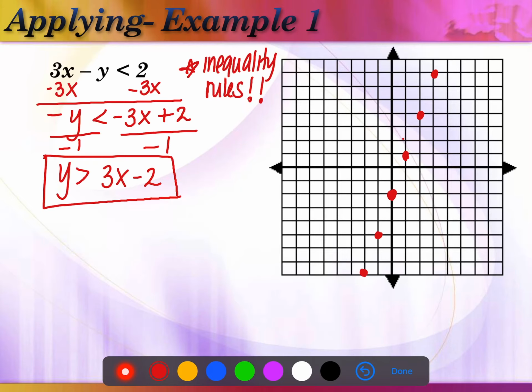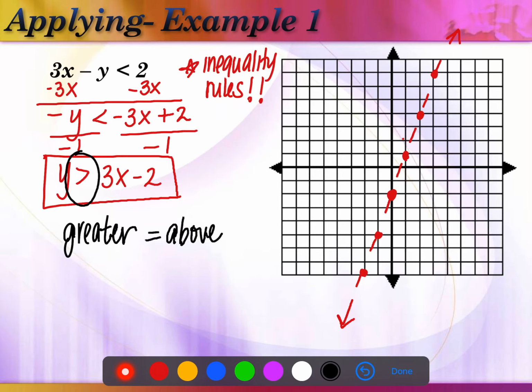Before you get your ruler to connect these points, you need to ask yourself, is it a dotted or solid line? You're going to refer to the inequality symbol. Since that is not equal to, you're going to use a dotted line. Use a dotted line to connect those points. Now we have to talk about the shading. If this is greater than, we want to shade above.